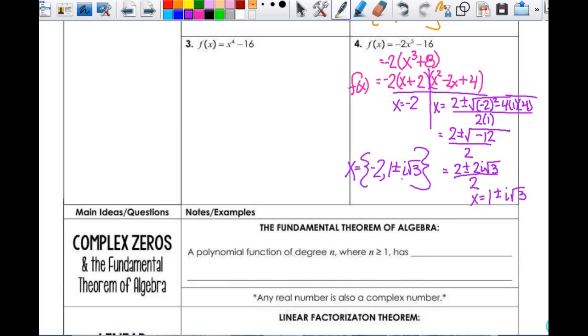Are we good? Okay, so that's your crash course review in complex numbers. Should not be brand new information to you, right?